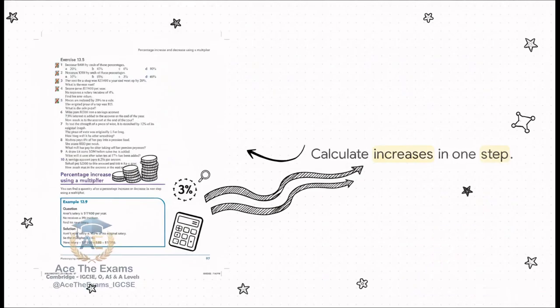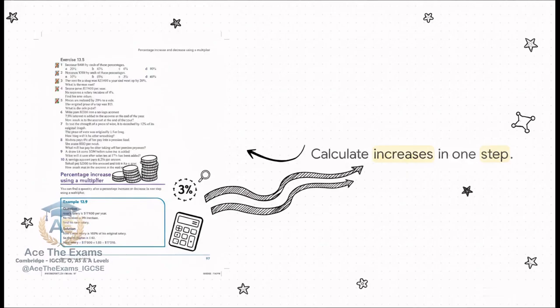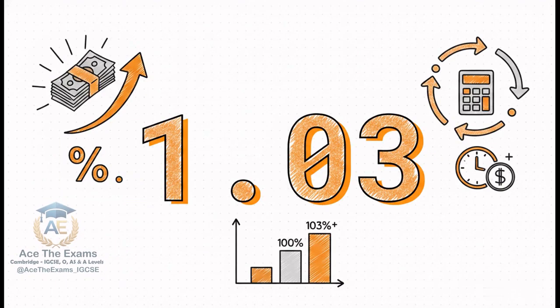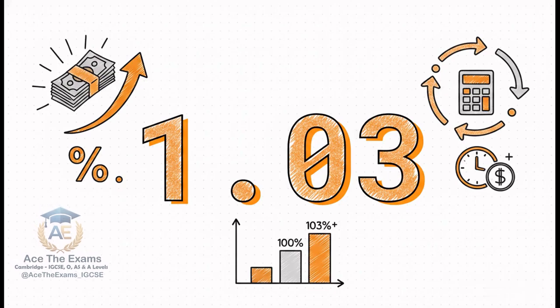The slow, traditional way? Find 3% of $17,000, write it down, then add it back to the original. 2 steps. Too slow. We can find the new salary in one single move. The secret weapon is the multiplier, 1.03.